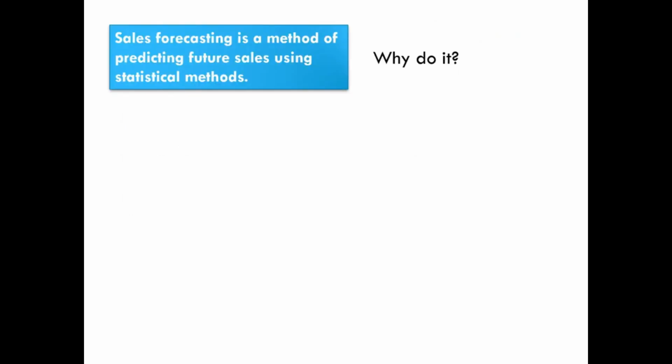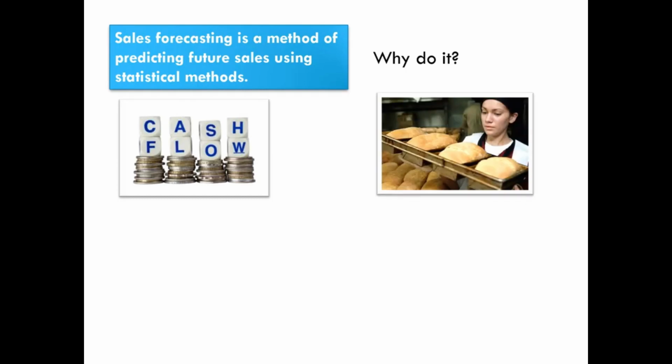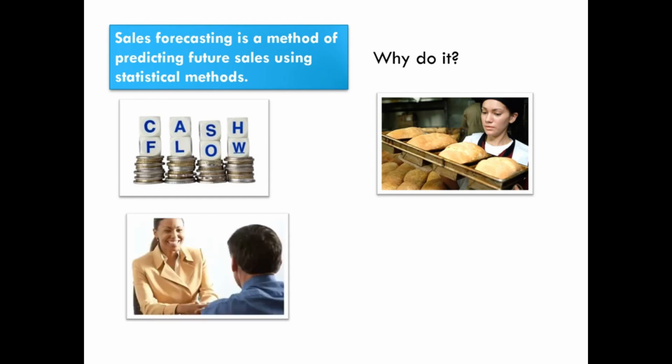So let's go back in time a little bit and remind ourselves what sales forecasting is. Sales forecasting is a method of predicting future sales using statistical methods. Why might we do it? Well, we want to make sure we have enough sales in order to ensure good cash flow. We might need to make some operational decisions about how we run our business, organize our business in order to make sure we can meet our sales forecasts.